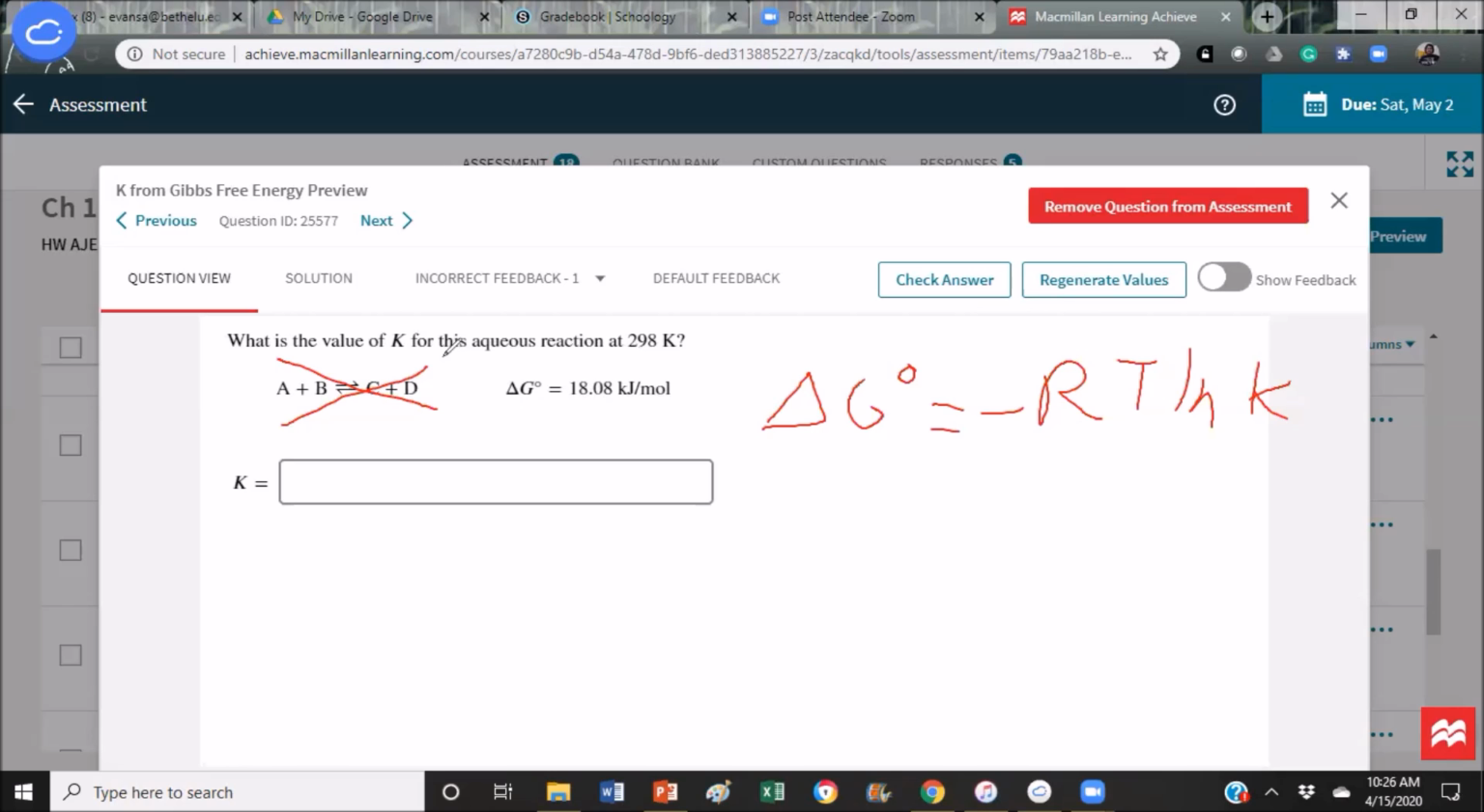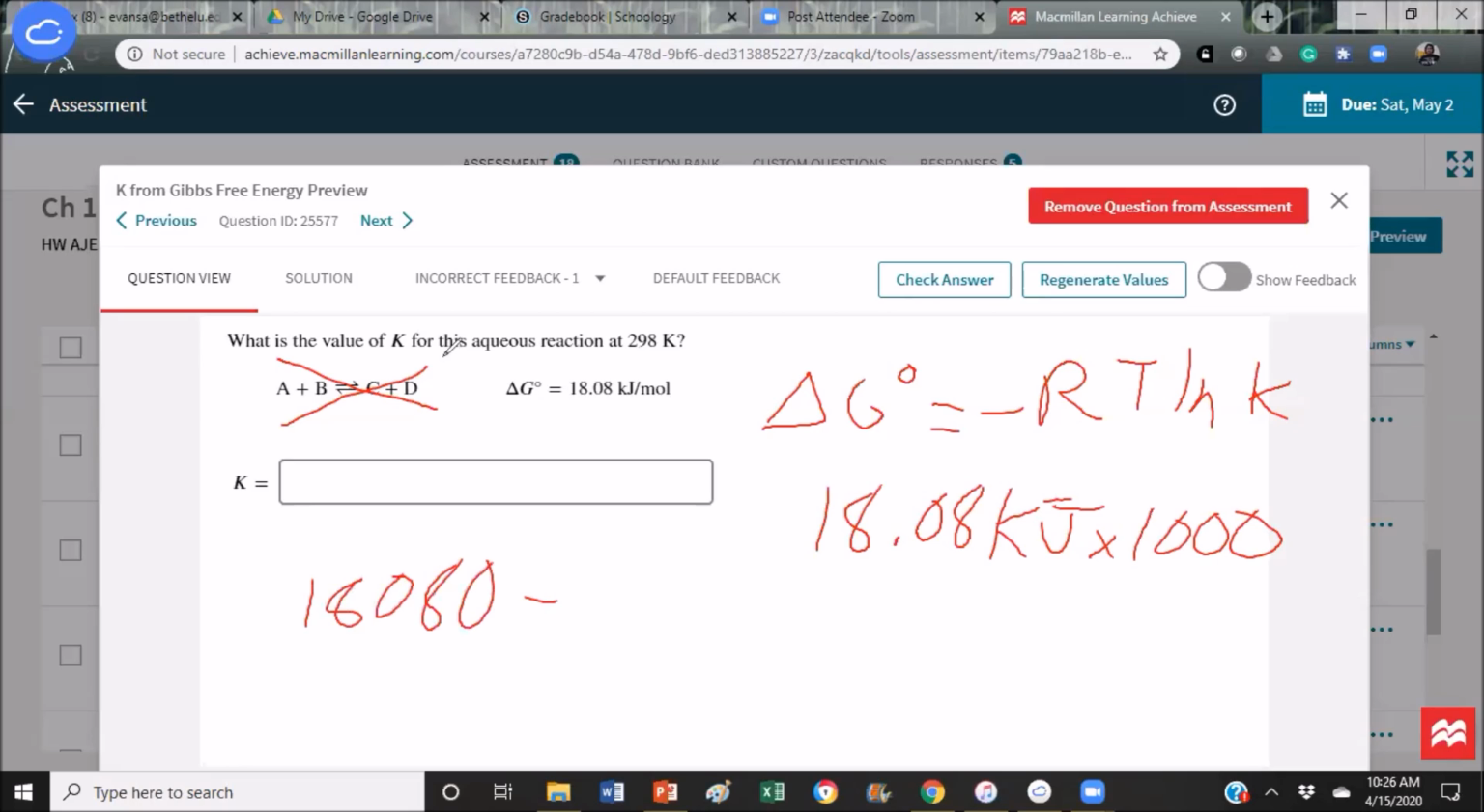So they give us that delta G is 18.08. It's in kilojoules. So the first thing I almost always do is convert either kilojoules to joules or joules to kilojoules. So I have 18,080 equals negative RT ln K.